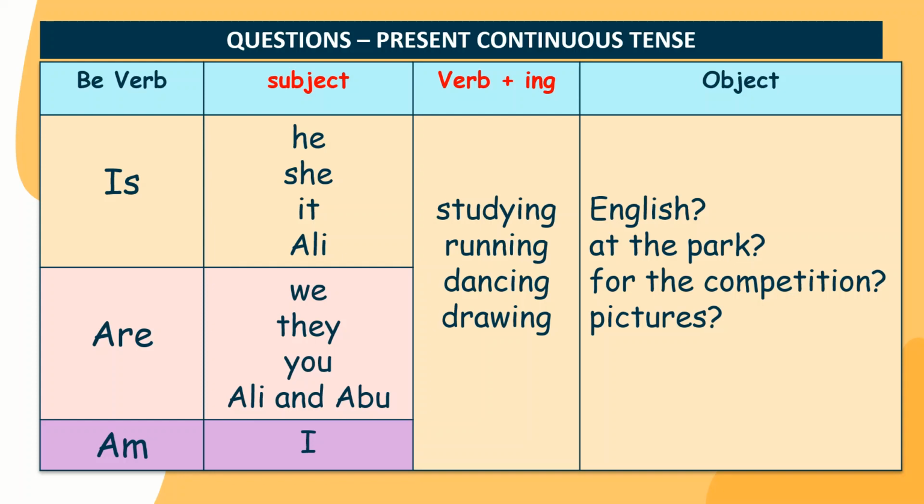For the second group, we use are. Are we studying English? Are they running at the park? Are you dancing for the competition? Number 3 is am. Am is only used for I. So, am I drawing pictures? Am I studying English? And so on.